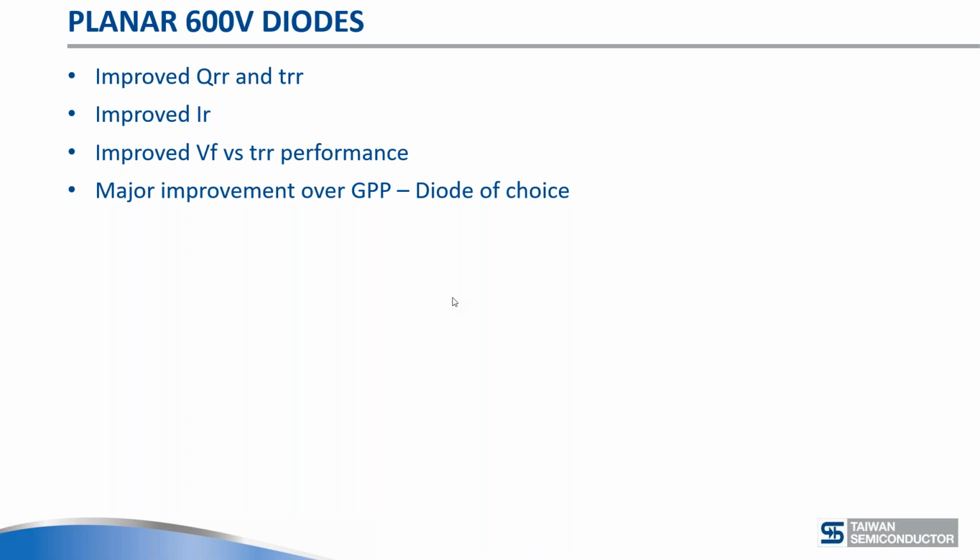Let's say the TRR is 25 or 35 nanoseconds. You have to compare that TRR, or at that TRR, you have to compare both VFs. In that case, usually the planar version is better and has an advantage here. So it's a major improvement over the old products available, and I would say it is the diode of choice for future new designs from our perspective here.